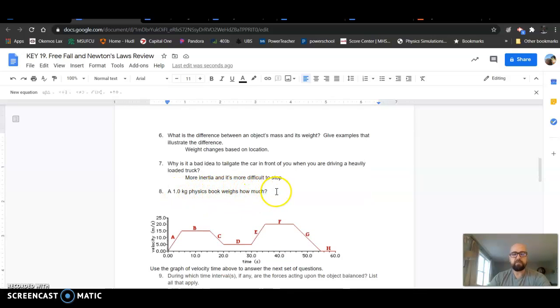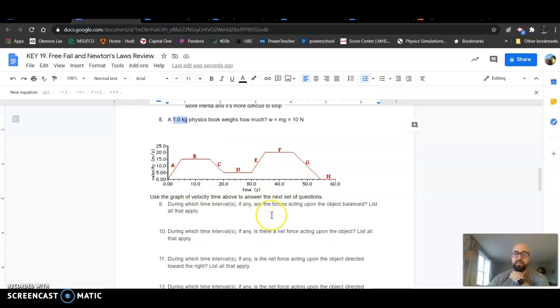A 1 kilogram physics book weighs how much? So if you remember, weight equals mass times gravity. So mass of 1 kilogram times acceleration due to gravity of 10 meters per second squared. So this is 10 newtons. So remember, when you're calculating weight, you just take the mass times 10.